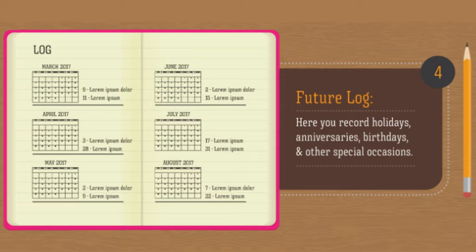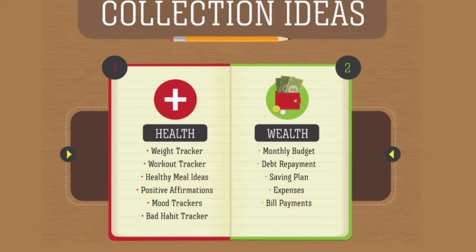The amazing thing about bullet journaling is what you can write in this notebook is limitless. And here we provide you with a group of collection ideas to use. For example, in health-wise, you can use weight tracker, healthy meal ideas, mood tracker, bad habit tracker. For example, on money-wise, you can put and track your monthly budget, saving plan, expenses, bill payment.